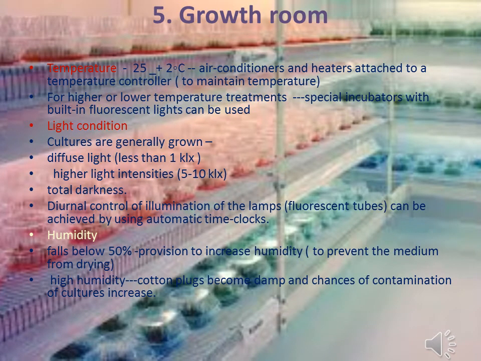Growth room. The temperature, humidity and light quality in the culture room should be under controlled conditions. The temperature should be 25 plus or minus 2 degrees Celsius, and it is maintained by air conditioners and heaters. Higher or lower temperature fluctuations can be managed with built-in fluorescent light. For light conditions, some cultures grow in diffuse light of less than 1 kilolux, some in higher light intensity, and some plants grow in total darkness.